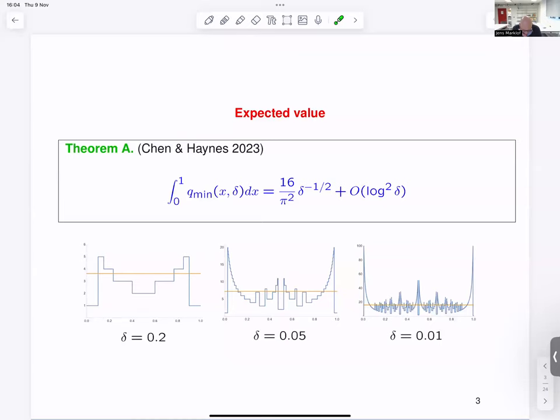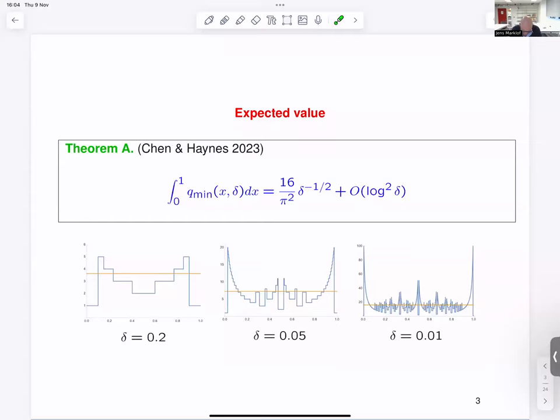So recently, Chen and Haynes looked at this problem and said, well, let's work out the expected value for this function. In other words, just integrate over x. And what they proved is that it's 16 over pi squared times 1 over the square root of the length of the interval, plus an error term that you see here. The constant 16 over pi squared is kind of an interesting one, right? It has pi squared in it and so on. So the question is really where this is coming from. And I'd like in this talk to shed a little more light on that question.